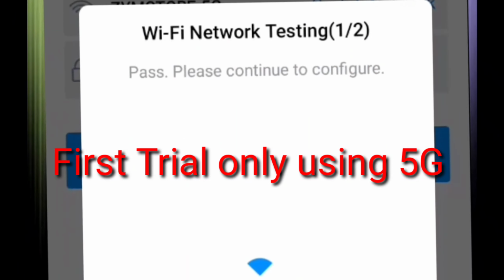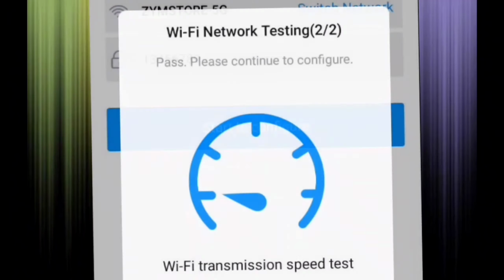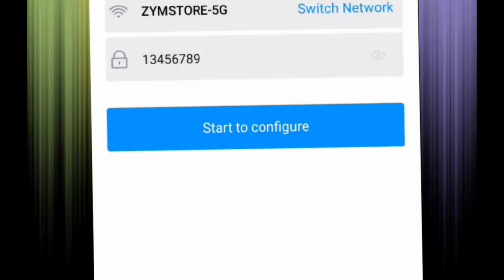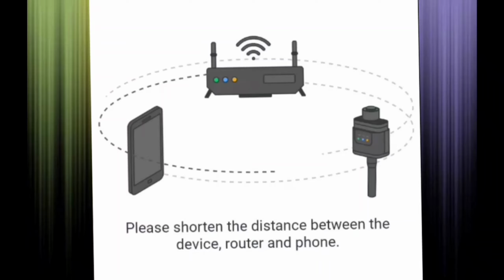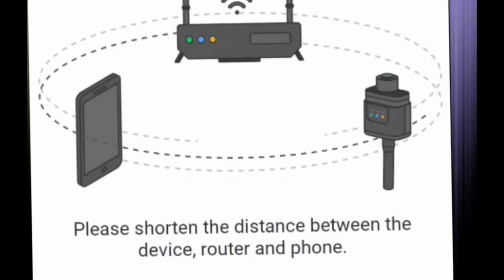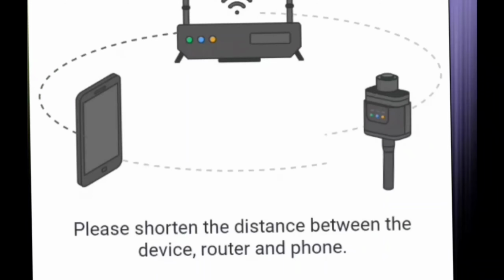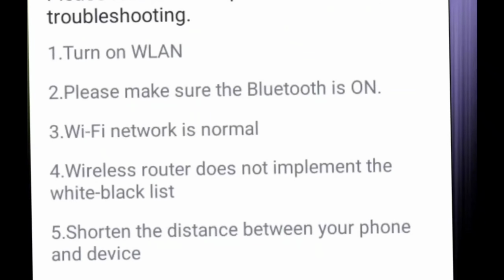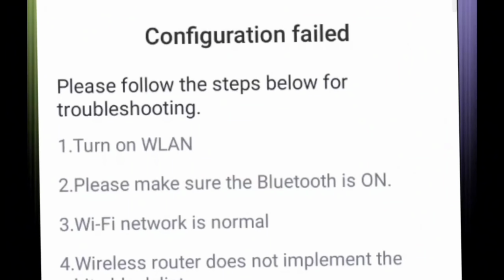Wi-Fi signal strength test will appear. Then, Wi-Fi transmission speed test. Device configuration begins. Please shorten the distance between the device, router and phone. If configuration failed appears, just click Return to modify.